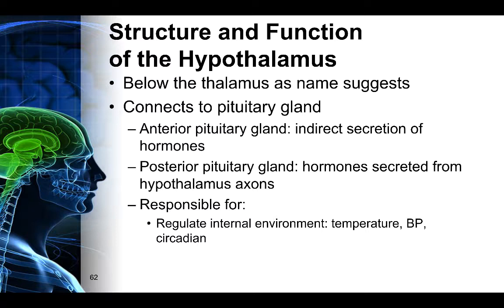That's different than the very few, compared to the anterior, the very few hormones released in the posterior pituitary gland, where the hormones are secreted directly from hypothalamus-related axons. So that can have direct control over our blood pressures, the temperature, and the circadian rhythm in that connection of electrical through our nervous system and chemical in the endocrine system.